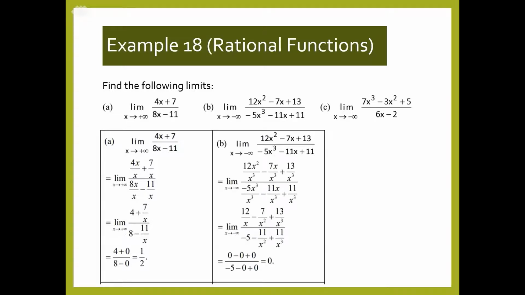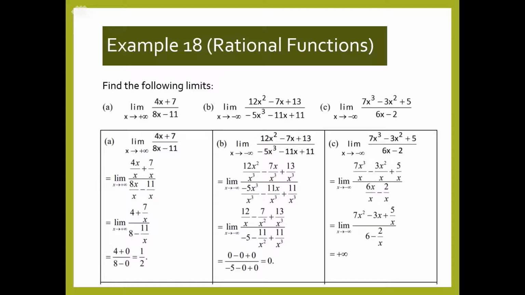For b, the highest degree of x in the denominator is 3. By dividing both numerator and denominator by x to the power of 3, simplify, then replace x with infinity, you will get 0 as the final answer. Take note that any number divided by infinity, the answer is always 0.